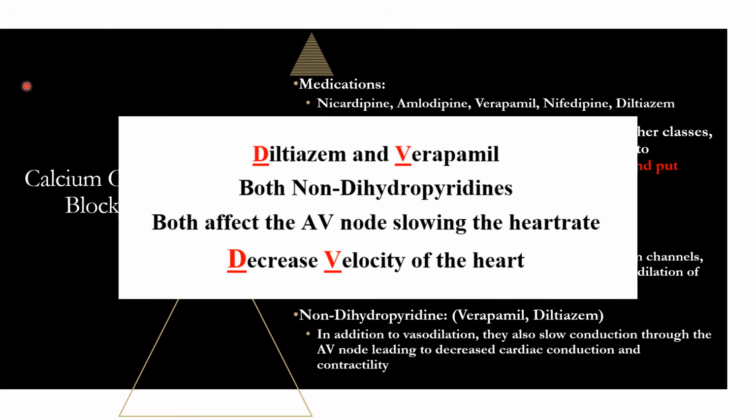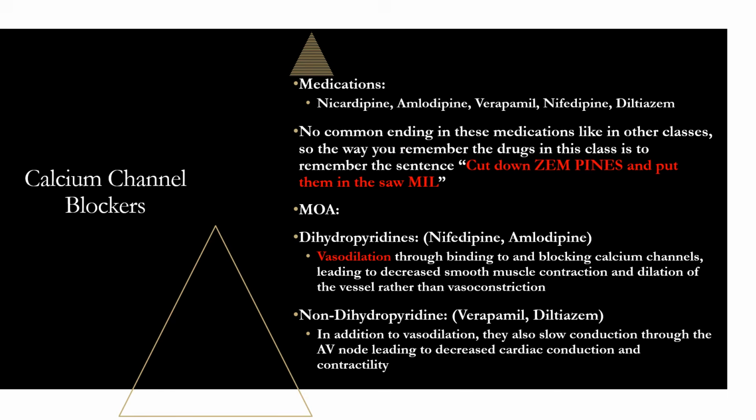And the way that I remember that is the only two meds in this class are diltiazem and verapamil. Both non-dihydropyridines, they both affect the AV node, slowing the heart rate. So I remember they decrease the velocity of the heart because they slow the heart rate, decrease velocity, diltiazem, verapamil, decrease velocity. So remember that. You can remember which meds are in that subclass of the calcium channel blockers.